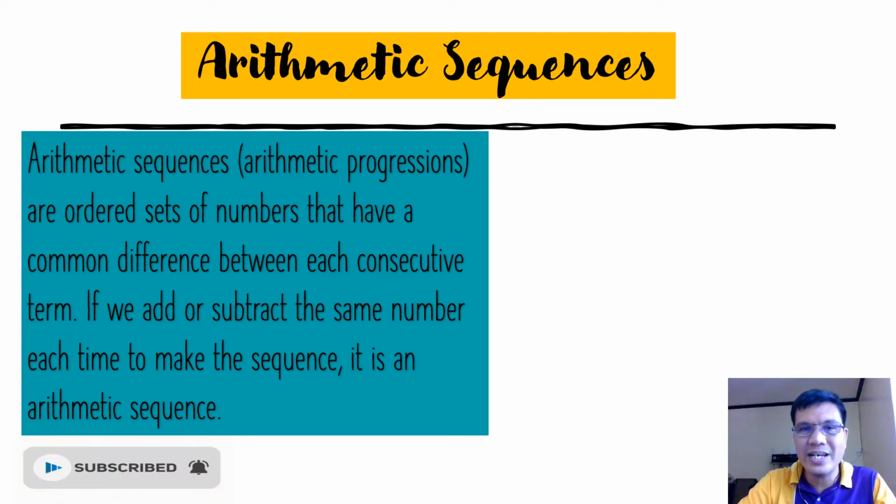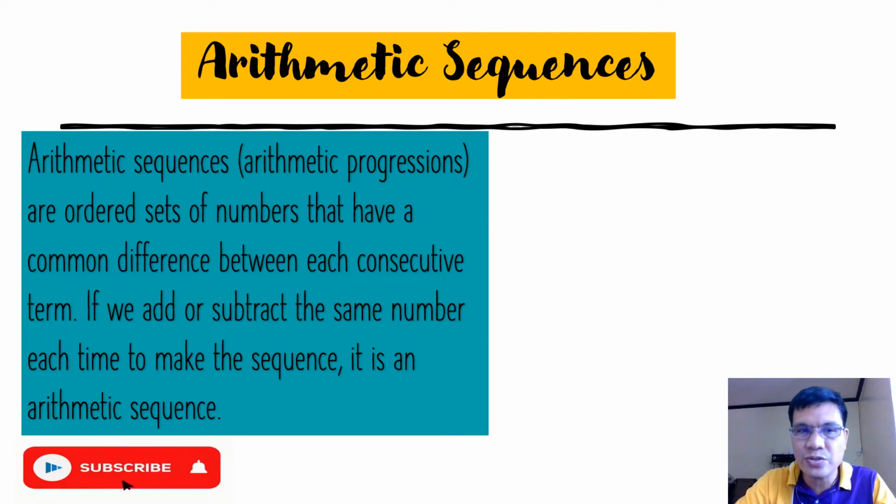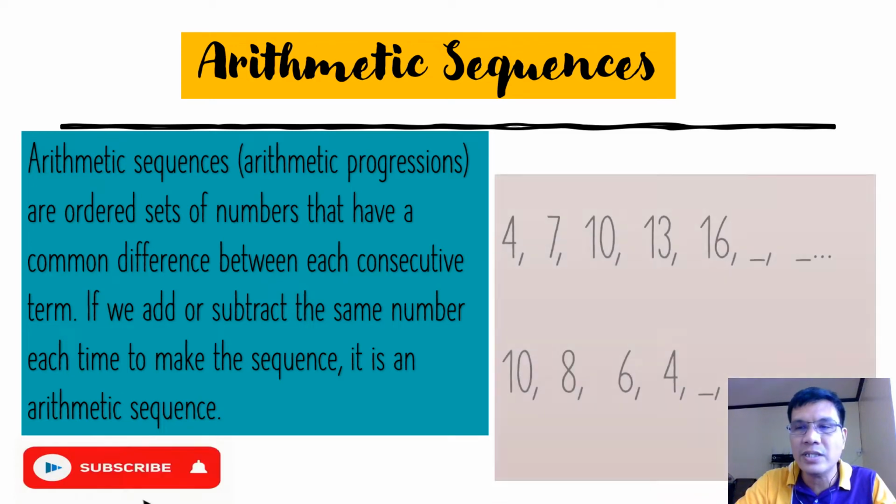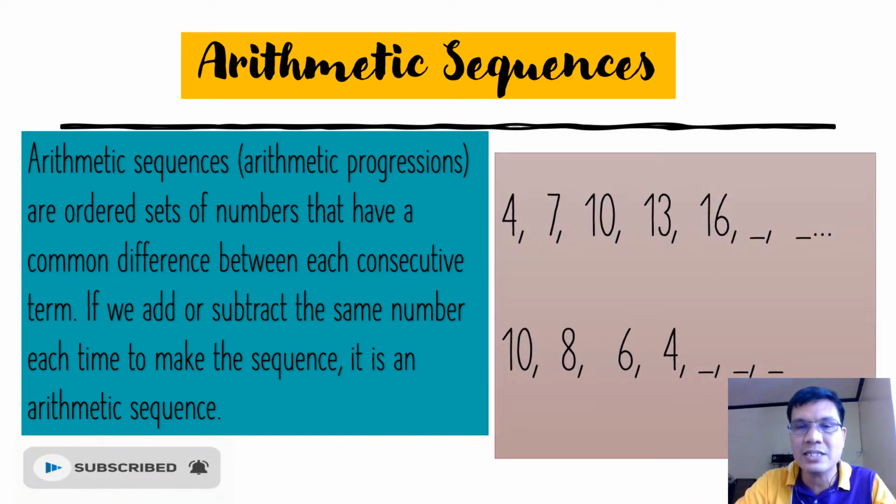Let us focus on arithmetic sequences. Arithmetic sequences or arithmetic progressions are ordered sets of numbers that have a common difference between each consecutive term. If we add or subtract the same number each time to make the sequence, it is an arithmetic sequence. Let us take a look at this example. 4, 7, 10, 13, and 16. What happened to the first number, second, third, and fourth? So we just simply add 3.